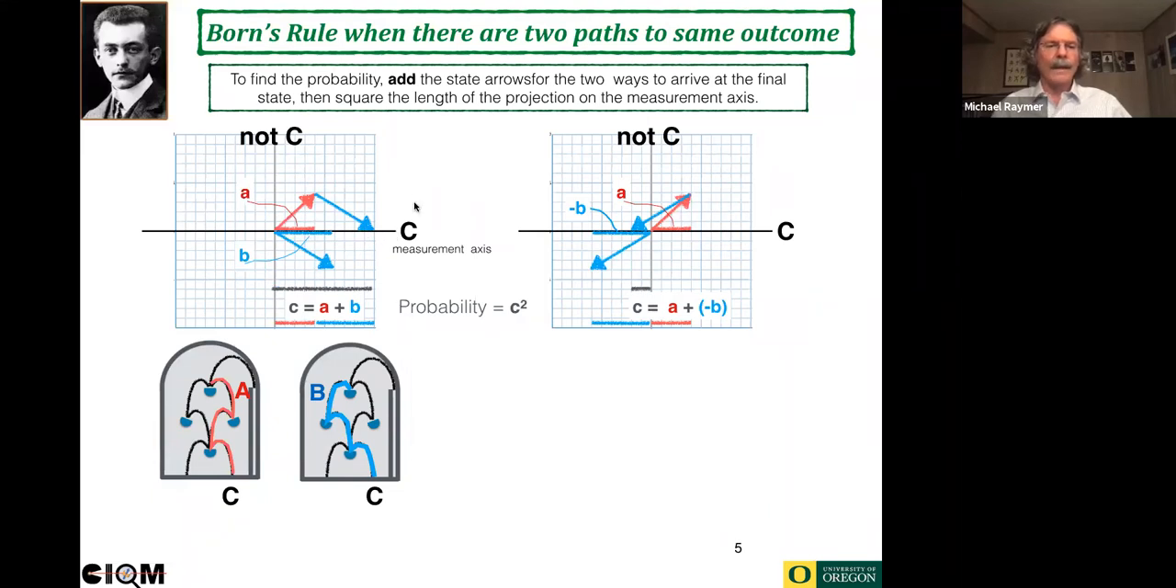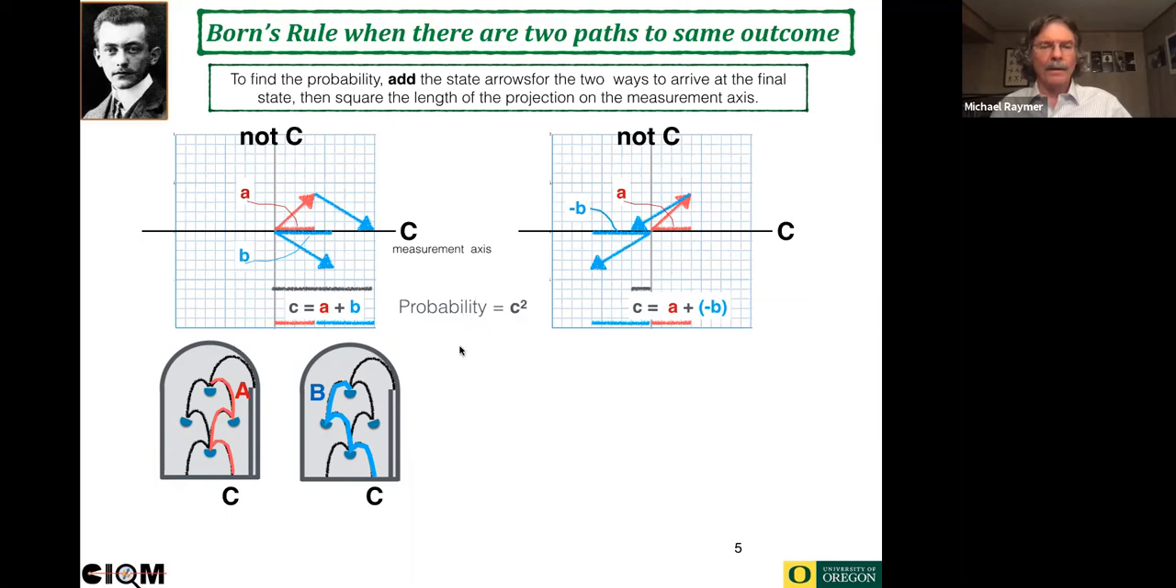Now the other path, where you go left and then right, called the B path, has a state arrow that points down here, for example. I just made up these examples. And if I project that state vector onto the measurement axis, the C axis, I get this blue line whose length along this direction is little b. Because these are pointing more or less in the same direction, I add them together and I get here A plus B equals this gray line, which is C, and I square that to get the probability, and it's a large probability.